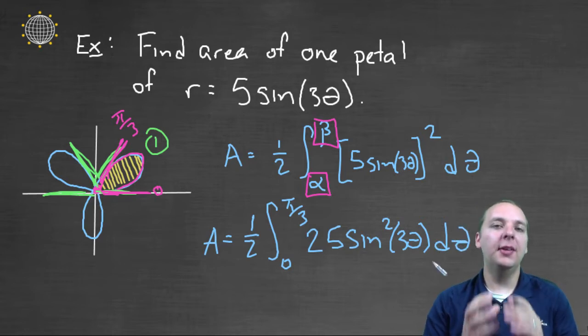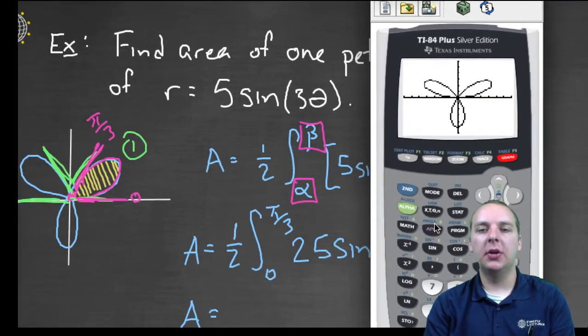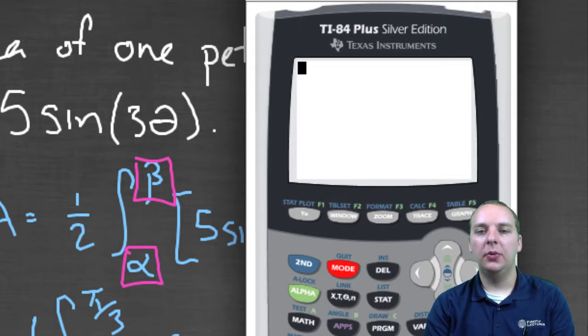If you told me I had to do this by hand, I could do it. We could use a power reducing formula for sine squared and get an answer. But for most of these, most instructors are okay with just using a calculator to save some time. Even if they're sticklers about doing things by hand, this is one place where I think it would be acceptable to use the calculator. So let's go to our TI.